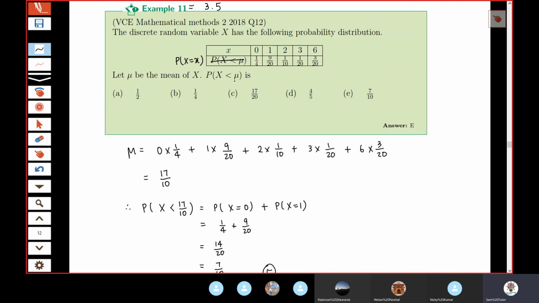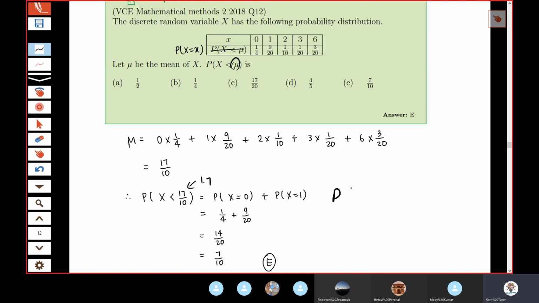Well, first thing you've got to do is work out what that mean is, right? So to work that out, it is 0 times a quarter plus 1 times 9/20, 2 times, all right, I think we get that. You get mu. So you're trying to work out the probability that x is less than 17/10. 17/10 is 1.7. So for it to be less than 1.7, that means 0 and 1. So a quarter and 9 out of 20, which gives you 14 over 20, which is E.